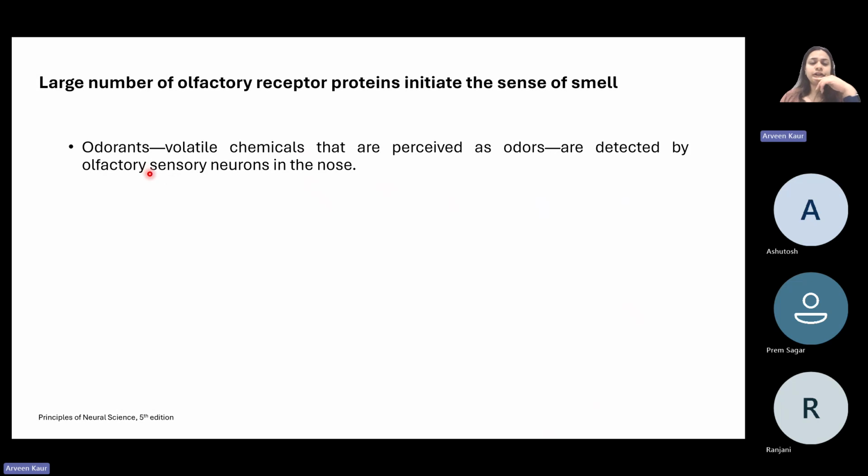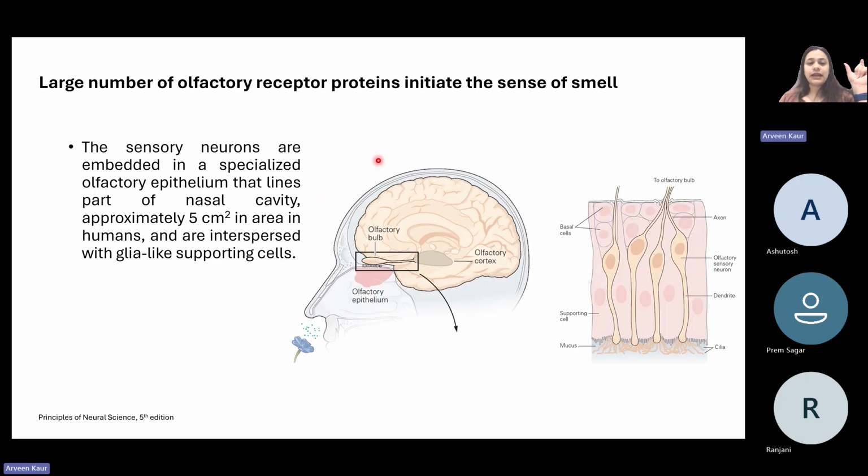If we talk about odorants, what are odorants? They are volatile chemicals that are perceived as odors and are detected by olfactory sensory neurons in the nose, right? The sensory neurons in the nose are in a specialized olfactory epithelium that lines part of the nasal cavity over here, approximately a 5 centimeter square area in humans, and are interspersed with glia-like supporting cells, right? So these are the supporting cells, these are the basal cells, these are the olfactory sensory neurons, right?